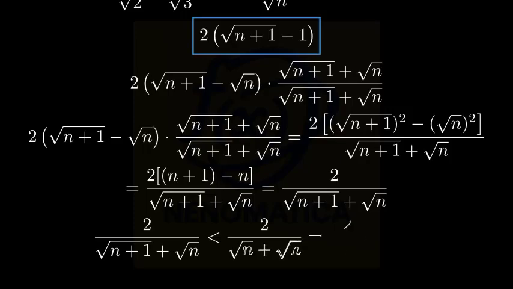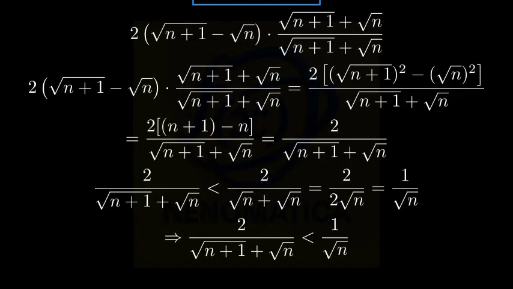We have 2 divided by the quantity square root of n plus 1 plus square root of n. This is less than or equal to 2 divided by the quantity square root of n plus square root of n, which equals 2 divided by 2 times square root of n, which equals 1 divided by square root of n. Therefore, we have established that 2 times the quantity square root of n plus 1 minus 1 is less than 1 divided by square root of n.